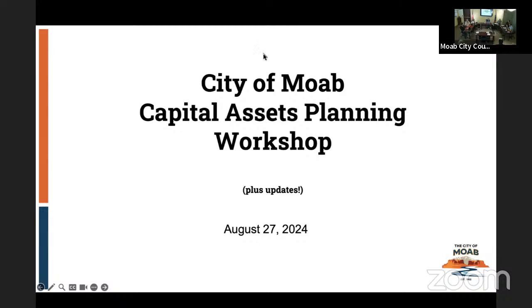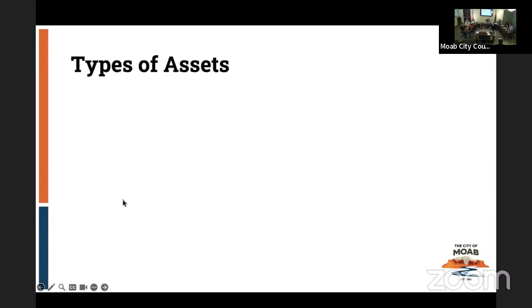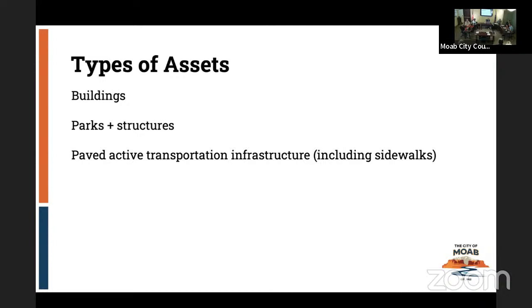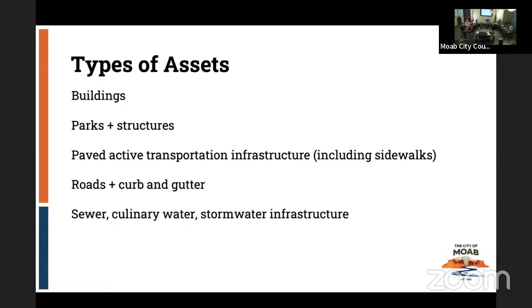So really quickly, we're going to start by talking about what we mean when we say capital assets. We're talking about a bunch of different things. It's not just buildings. It's not just parks and things like playgrounds or skate parks within parks. It's also paved active transportation infrastructure, which includes sidewalks, not just pathways. Roads, of course, with curb and gutter, the classic major asset. Sewer, culinary water, and stormwater infrastructure that the city is responsible for are capital assets. Vehicles and equipment, both equipment that has wheels, I guess you could say, as well as equipment that doesn't. So exercise bikes could qualify as a capital asset, depending on the cost.